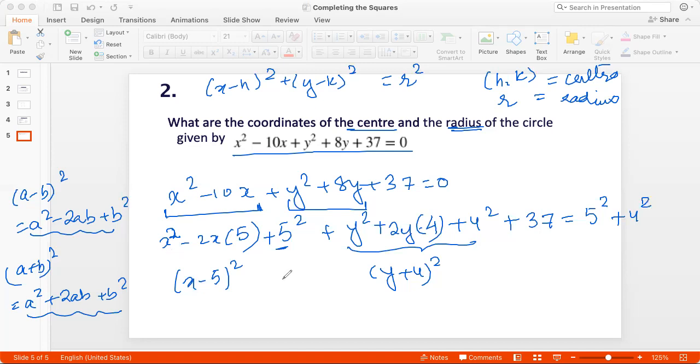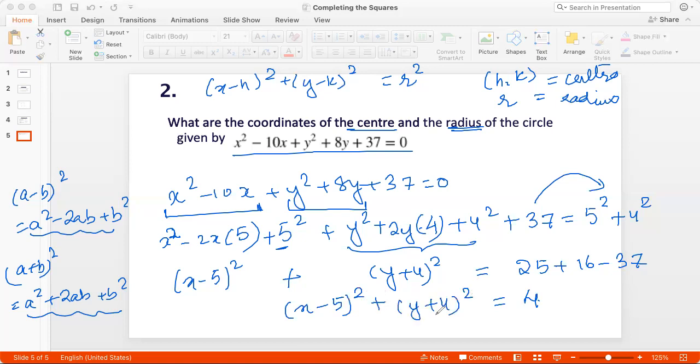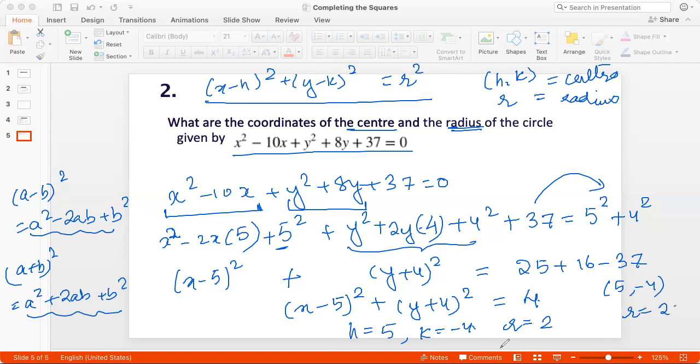So I have x minus 5 the whole squared plus y plus 4 the whole squared is 5 squared 25, 4 squared 16. And this 37, when it goes to the right-hand side, becomes minus 37. 25 plus 16 is 41. 41 minus 37 is 4. So my final equation is x minus 5 the whole squared plus y plus 4 the whole squared is 4. And this is now in the standard form, where h is 5, k is negative 4, and the radius is 2. So the center is 5 comma negative 4, and the radius is 2.